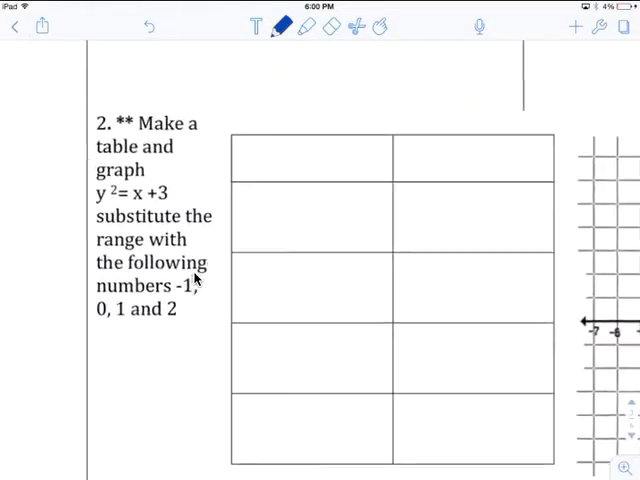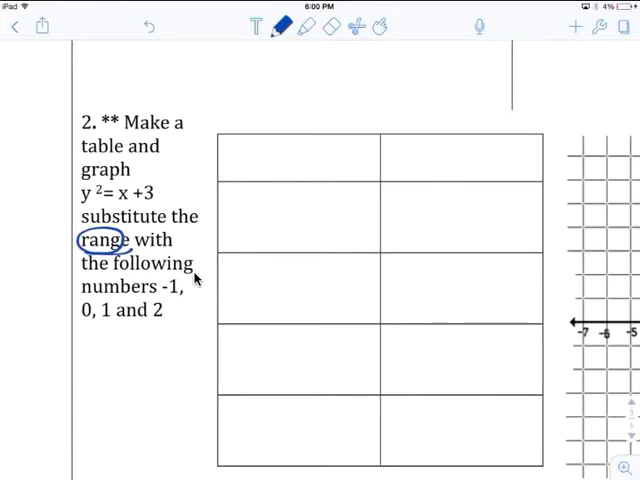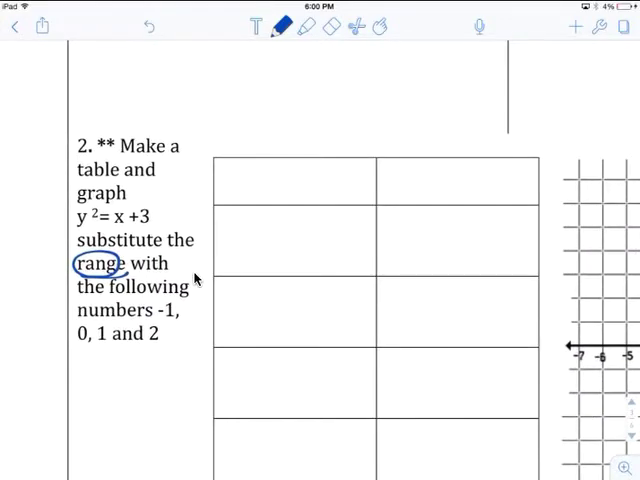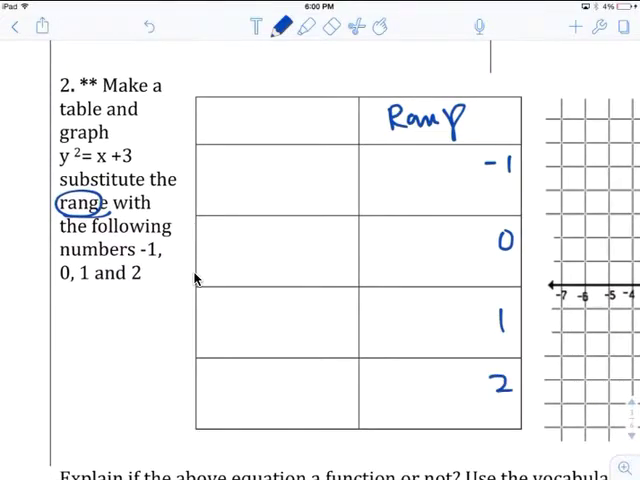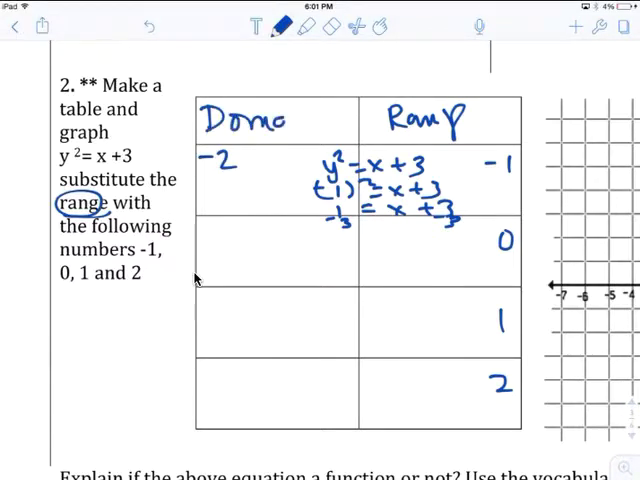Okay, here your range is your y, so you got range here. You got -1, 0, 1, 2. You find your domain. So you got y squared equals x plus 3, negative 1 squared equals x plus 3, 1 equals x plus 3, minus 3, minus 3, x is negative 2. This is called a domain input.